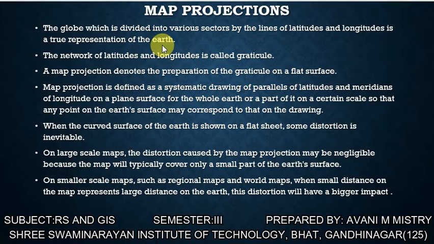The curved surface of the Earth is shown on a flat field. Some distortion is inevitable. On large-scale maps, the distortion caused by the map projection may be negligible because the map will typically cover only a small part of the Earth's surface. On smaller scales, such as regional maps and world maps, where small distances on the map represent large distances on the ground, this distortion will have a bigger impact.